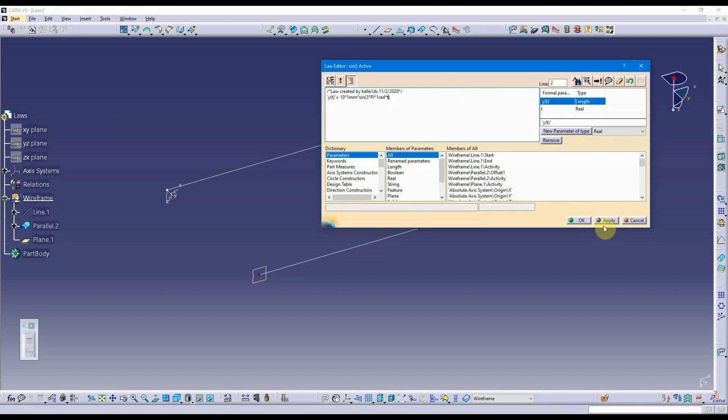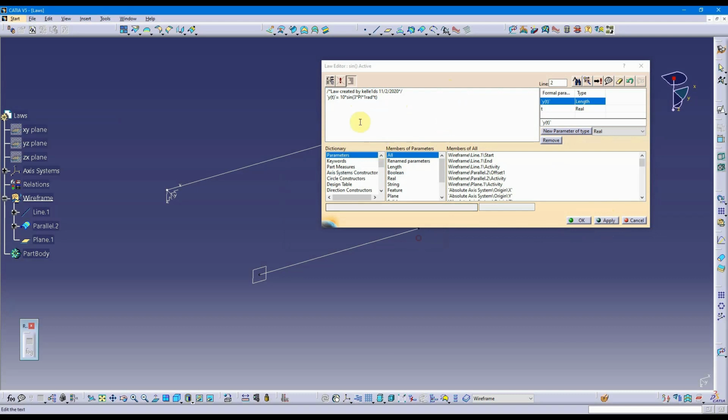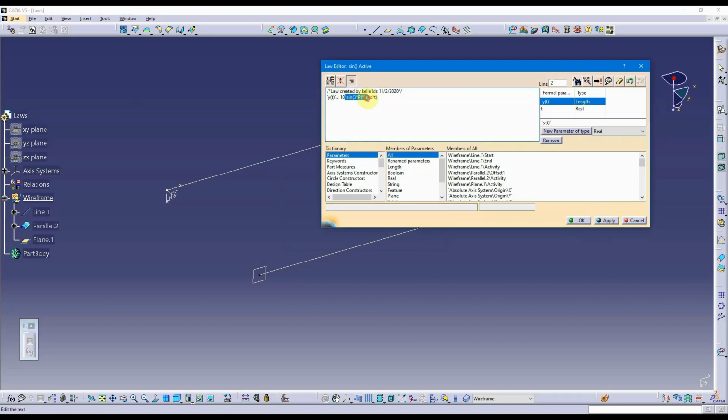So let's do an apply here. Notice I didn't get any warning messages. Let me show you what the warning message would look like if I didn't get my units right. Let's take out the 1 millimeter. Now notice it's saying, hey, your units aren't good, because this is trying to output a real number. Sine will output a real number, 10 is a real number, so 10 times whatever the sine value is going to be is a real number, and it's expecting a length value.